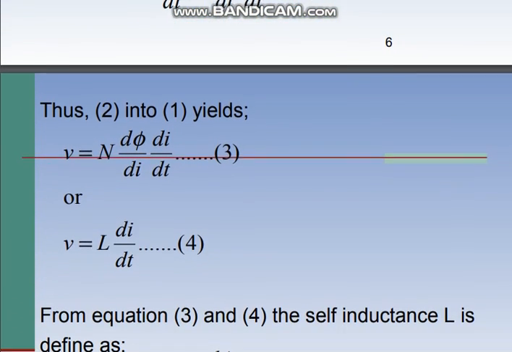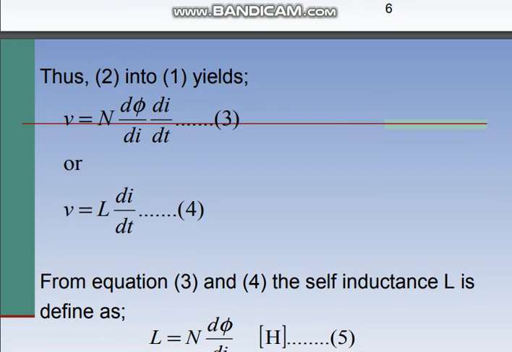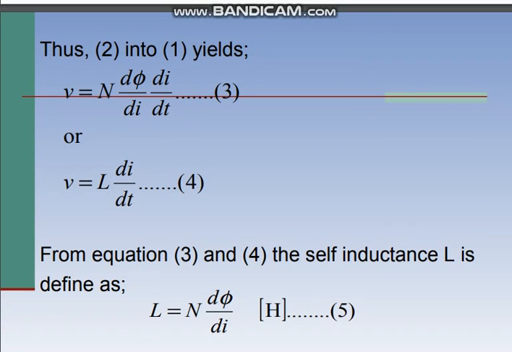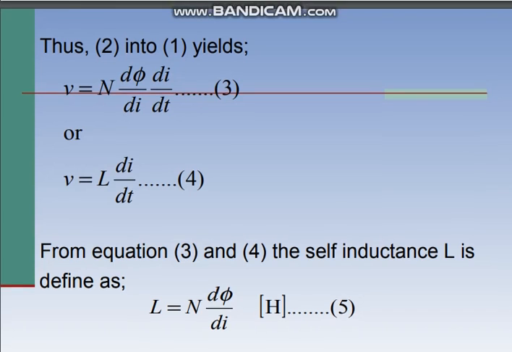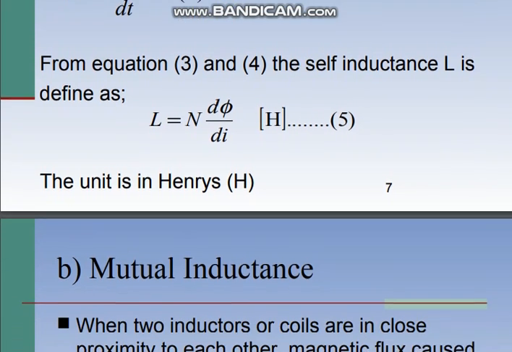Now let's use the two equations that I have derived previously. Here you can see n d phi by di. This part can be written as L. From equations 3 and 4, the self inductance L is defined as this. That is the inductance, and the unit of inductance is Henry. So L is equal to n d phi by di, so we can write V is equal to L di by dt. That means the voltage induced in an inductor is equal to L di by dt, and the unit is Henrys.